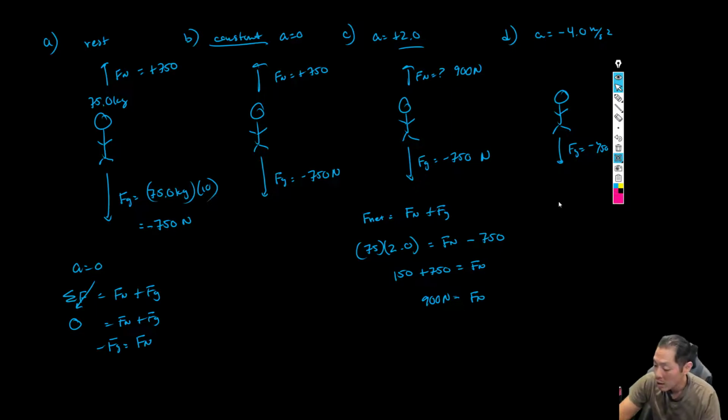Exactly the same thing as this one. Pretty much copy it, except instead of 2, I have negative 4. Fn minus 750. Negative 4 times 75, I believe, is 300. Let me cheat. Yeah, 300. So if I add 750 here, I don't get a bigger number, I get a smaller number. I get 450 newtons, which is equal to force normal.